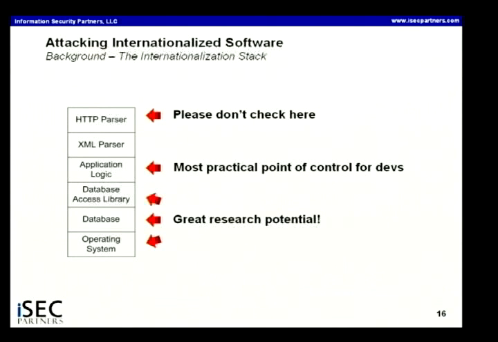So if we're talking about a standard stack of a web service, you have an HTTP parser sitting on top of an XML parser and SOAP stack, sitting on top of your application logic. And this is where most people are writing their applications. You take in your data that's coming from the web service and you're sending it out to a database. That's usually the most practical point for people to control their input validation and check for internationalization issues. But even below that, you have your database access library. You have your ODBC and whatnot. You have your database, SQL Server. You have your operating system down there. Anywhere along the line, if somebody makes a mistake and allows manipulated data to pass through, then you have a potential issue.